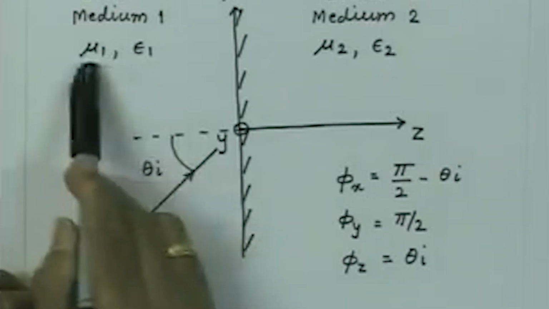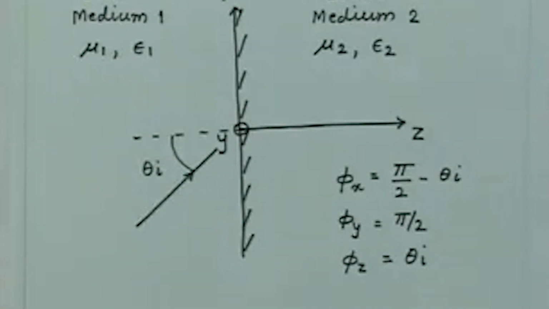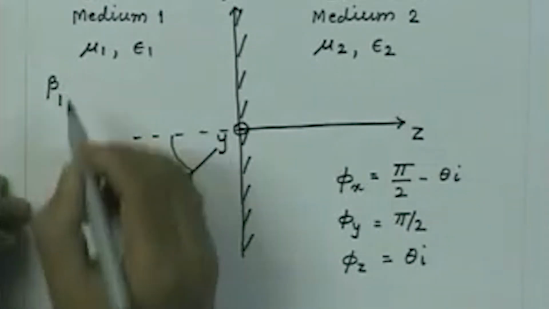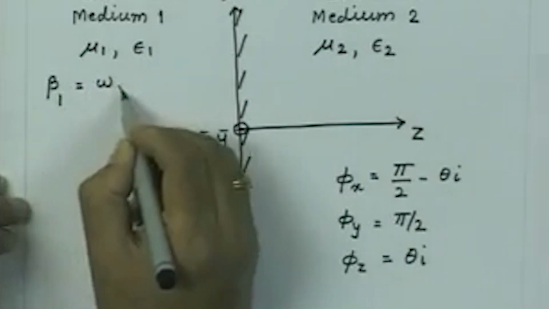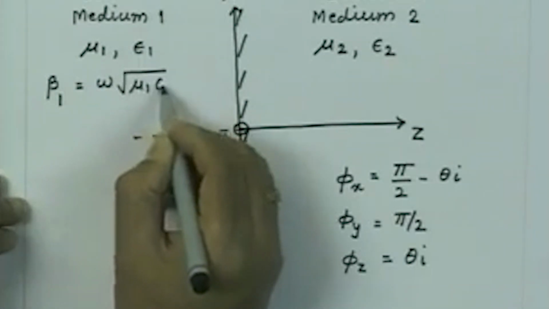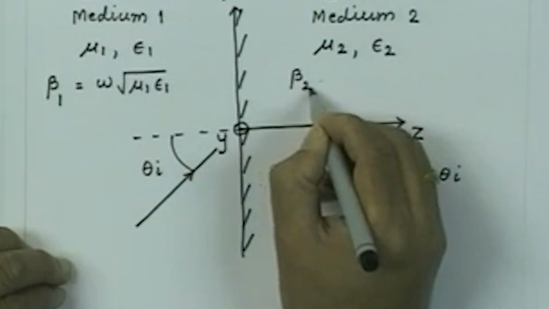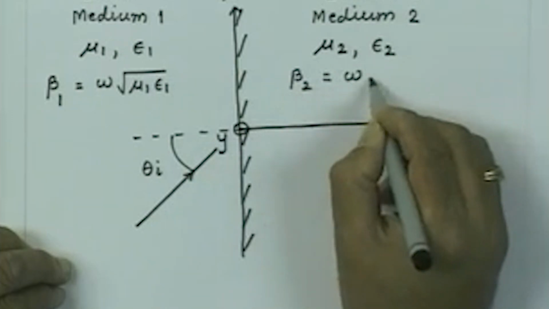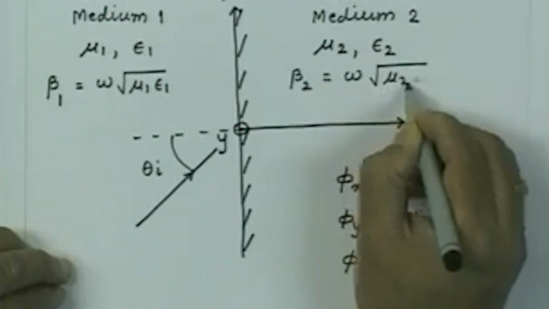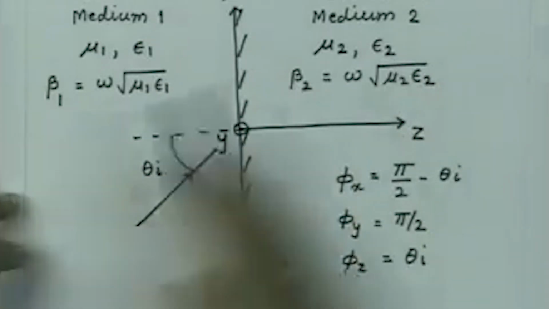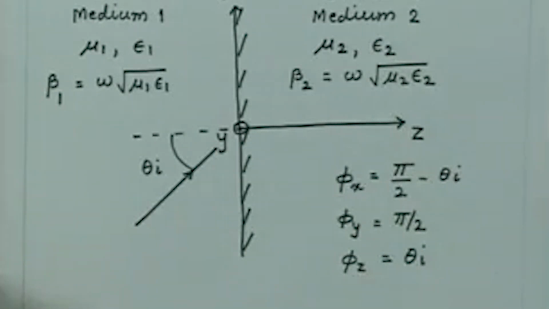Since the medium properties for this one are mu 1 and epsilon 1, we have the phase constant for this medium, let us call it beta 1, equal to omega square root mu 1 epsilon 1. In the second medium we have a phase constant beta 2, equal to omega square root mu 2 epsilon 2. So I know in both media the phase constant for a uniform plane wave, and we know the angle which the wave vector makes with the 3 coordinate axes.